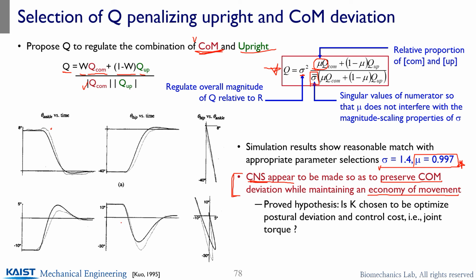So our hypothesis saying that our control K could be identifiable using the optimal control scheme. Yes, the hypothesis has been proved. And this is another example of how we can use our control knowledge or control discipline to understand human posture control.